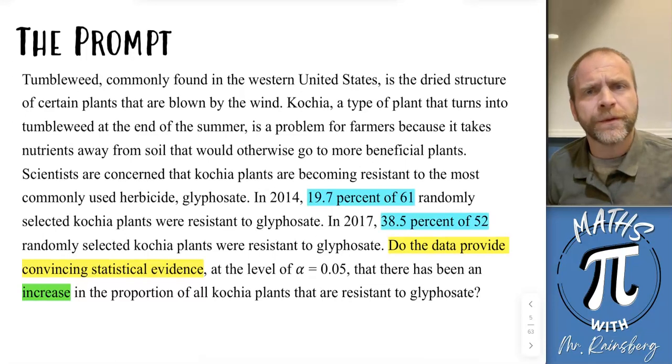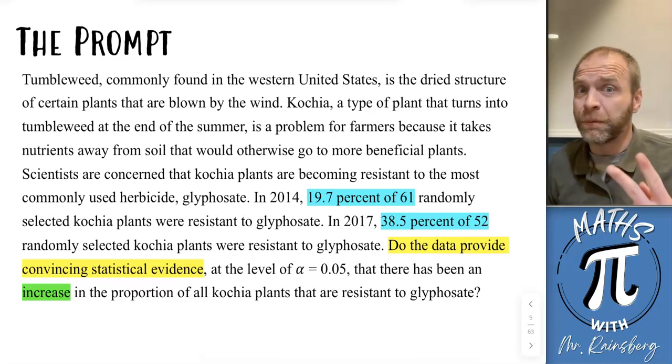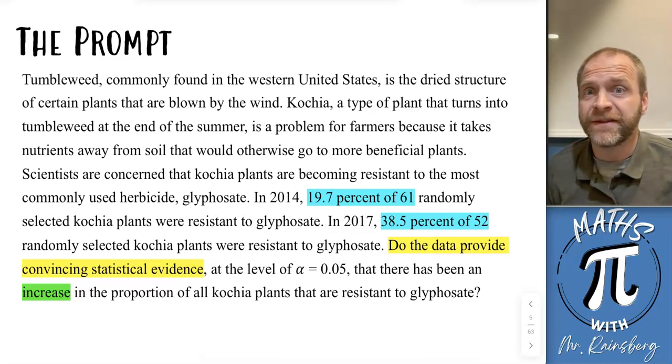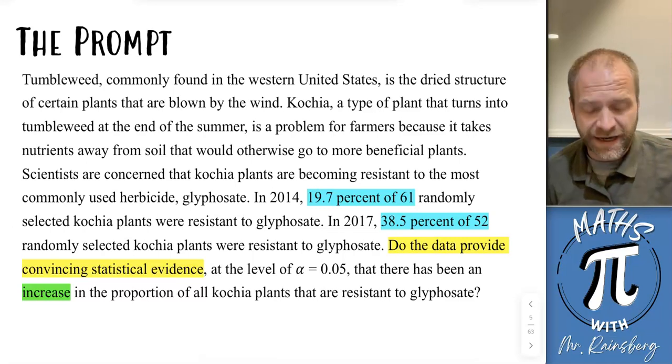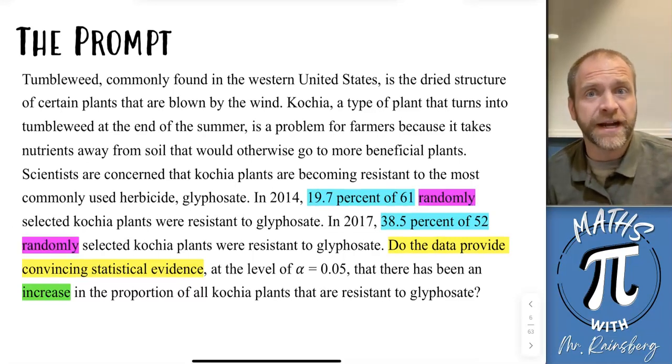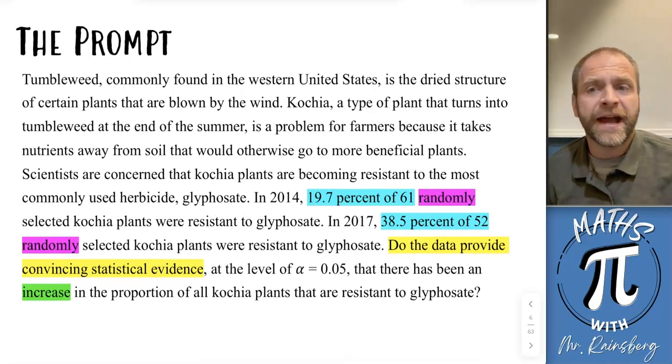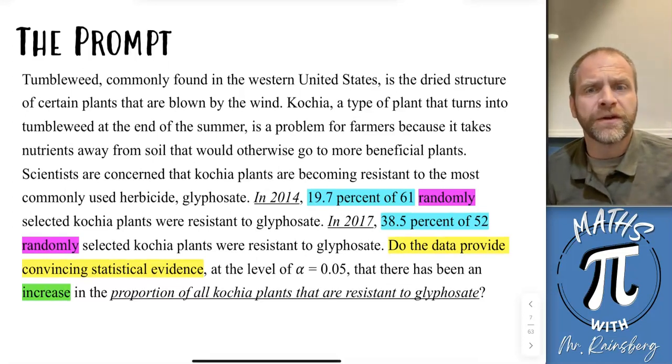And I can keep going through and read the entire prompt, and I see that I have 19.7% of 61 and 38.5% of 52. So I have two proportions given to me, so I'm thinking I'm dealing with a two sample z-test for p1 minus p2. That's where my brain's going. And I can see that it's randomly selected, so now I have random selection there. I see two populations, proportions, and statistical evidence. So now I can have an idea of what I'm going to do.